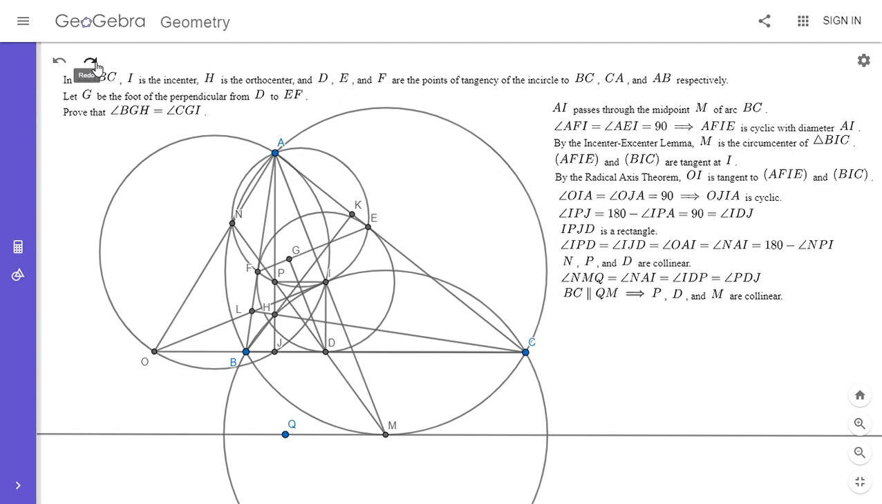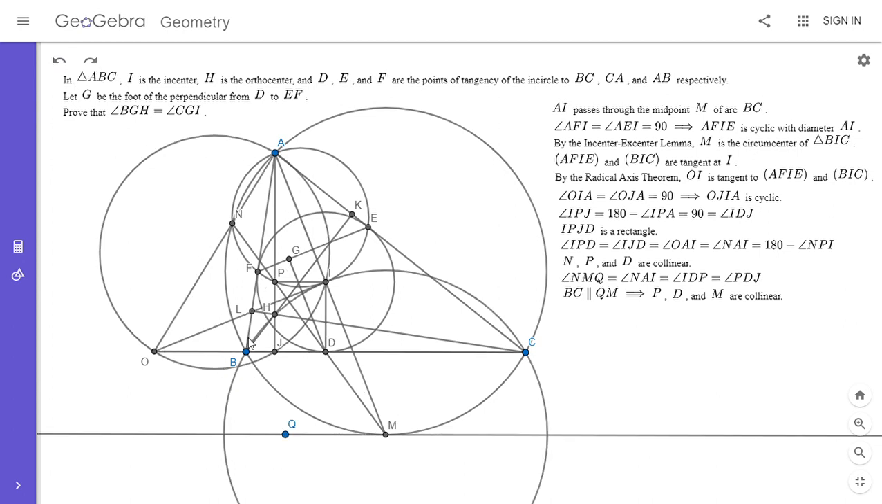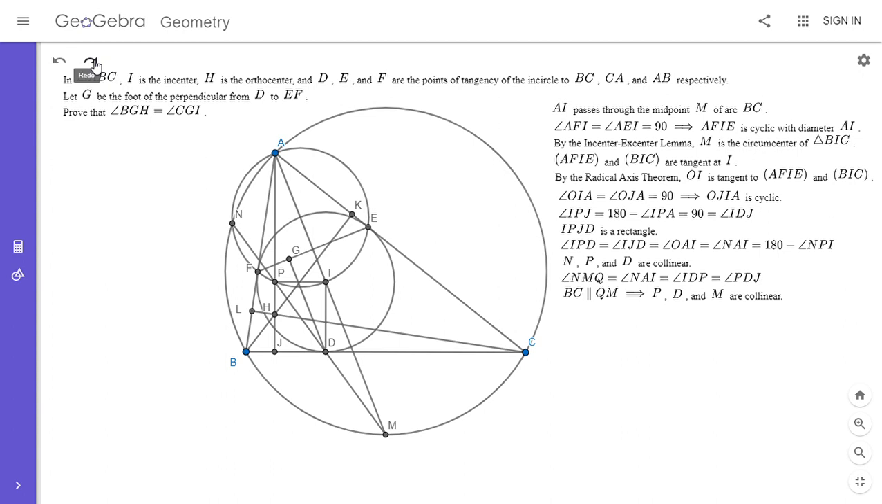All right, and so now I'm going to hide a bunch of stuff. So all this stuff that I did, this is almost the end of the Sharkydevil configuration. So I just used point O to prove that N, P, D, and M are collinear. So now I'm going to hide it. But now I'm going to do a little bit more.